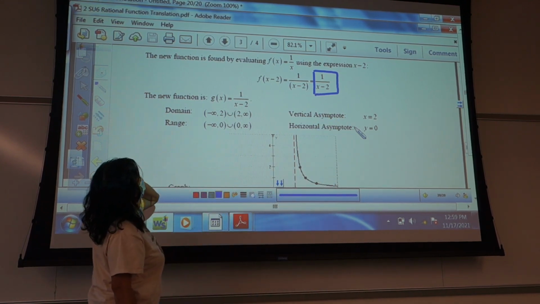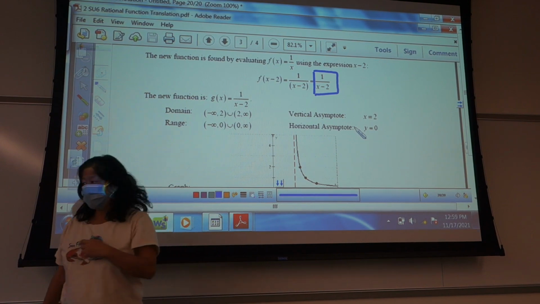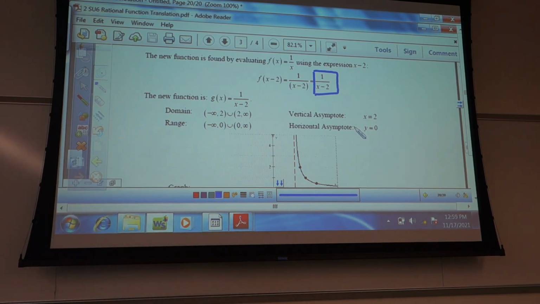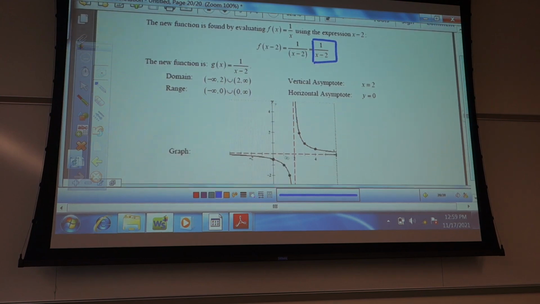Good. So that's the one you just graphed. We just shifted it right 2. That would be its function, the one you just graphed. It'll have a vertical asymptote, x can't be 2, so it'll have a vertical asymptote at x equals 2. y can't be 0, so we'll have a horizontal asymptote at y equals 0.